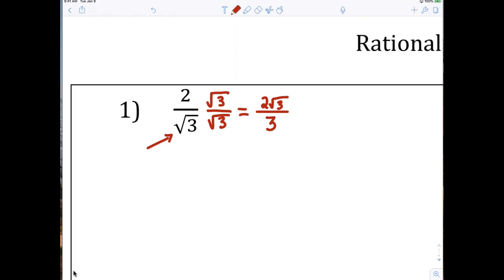So why was I allowed to do that? Because what is the square root of 3 over the square root of 3? Why am I even allowed to do that? What is the square root of 3 divided by the square root of 3? That's the same as 1. So whenever you multiply something by 1, it doesn't really change the number. It does not change the number. It just changes its form. You with me? So 2 divided by the square root of 3, if you rationalize the denominator, it becomes 2 radical 3 over 3. Good with that?